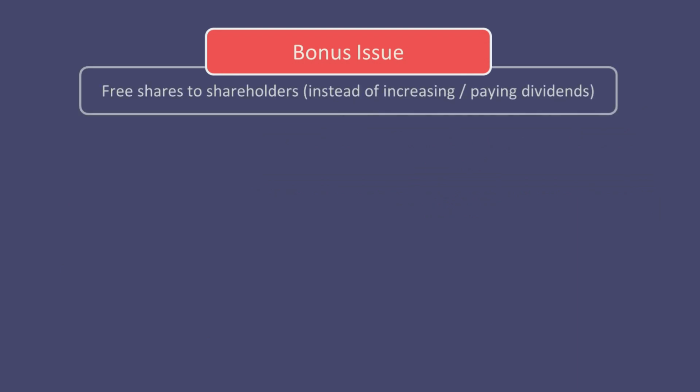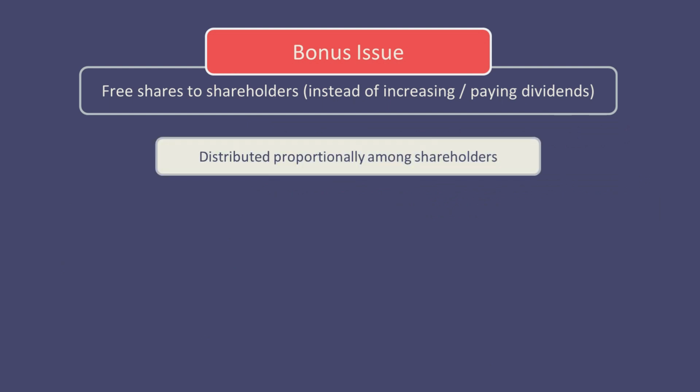Next, we have bonus issues. These do not normally raise funds or cost the shareholder. This is when the company issues free shares to shareholders. They may do this instead of increasing or even paying a dividend. This reduces the cash flow out of the company, and shareholders can choose to sell their shares in order to receive a payment. The bonus shares are distributed proportionately with the shareholder's shareholding.